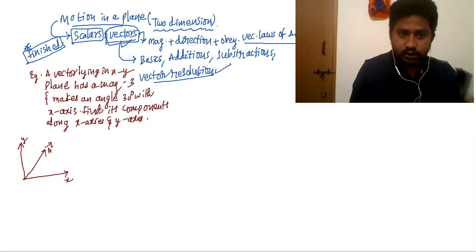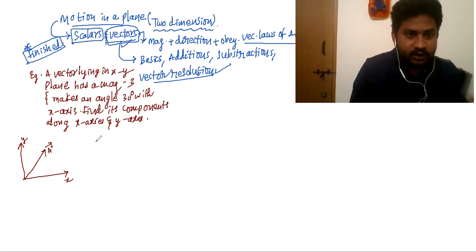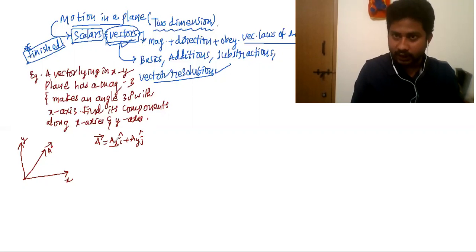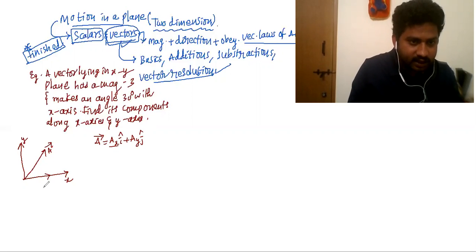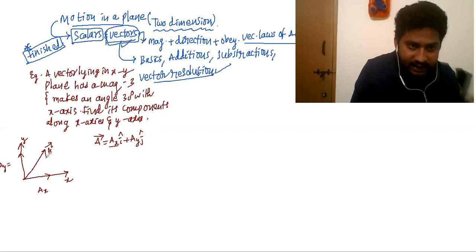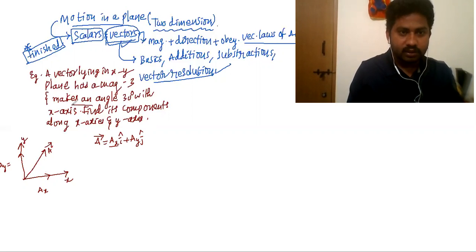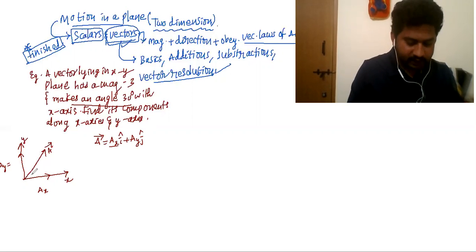It has the magnitude 3. Let me say this A bar vector will be Ax i cap plus Ay j cap. What is this Ax? Ax is the component of this A bar along the x-axis, and Ay is the component of A bar along the y-axis. And in the given question, it makes an angle of 30 degrees, so let us say it is 30 degrees.